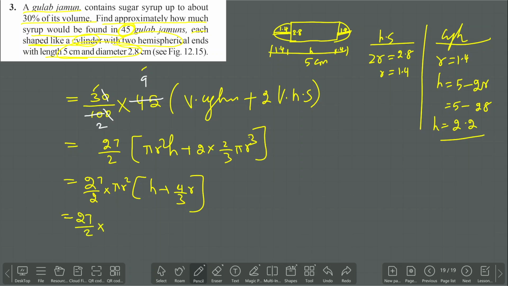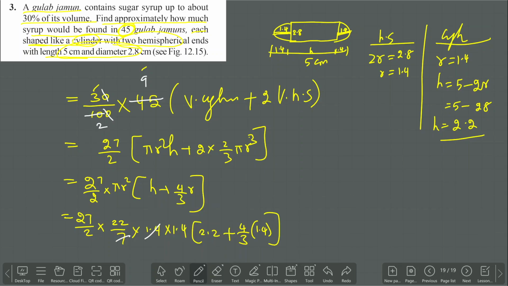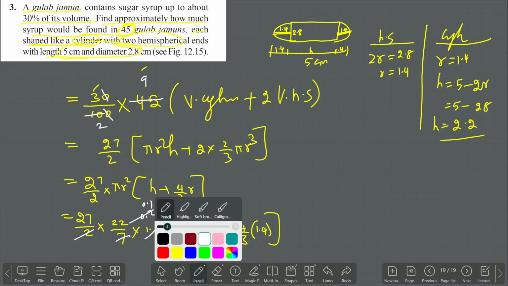27 divided by 2, pi value nothing is given, so 22 divided by 7. Radius value for both is given as 1.4, multiply 1.4, h value 2.2 plus 4 by 3 radius 1.4. After simplifying, it is possible to cancel. 1 time, this is 2 time, but point is there, so 0.2 time. This also 1 time, so 0.1 time. That's it, we can go with the multiplication.